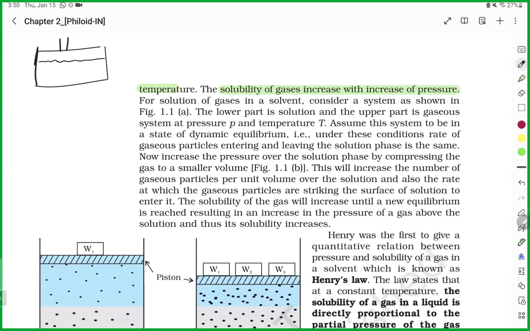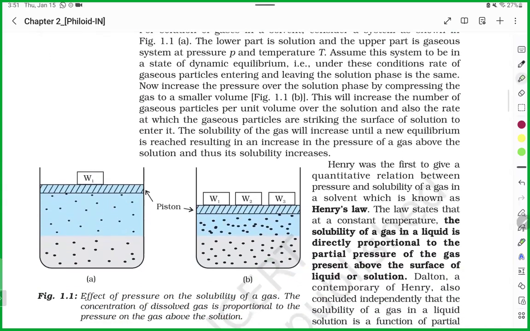That is also a different thing we'll discuss in this chapter. When you increase pressure, solubility increases. When you increase temperature, solubility decreases. Why? Gas particles will try to move away from the solution, so solubility decreases. That is the normal trend. Again, note it down. Very, very important.